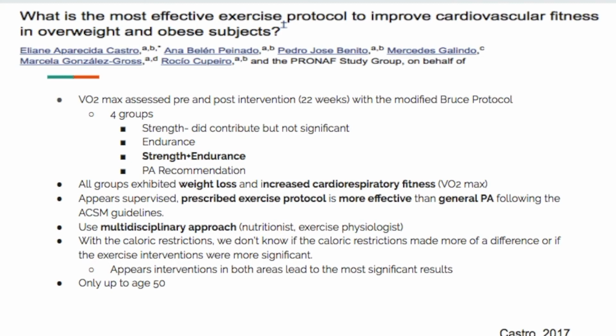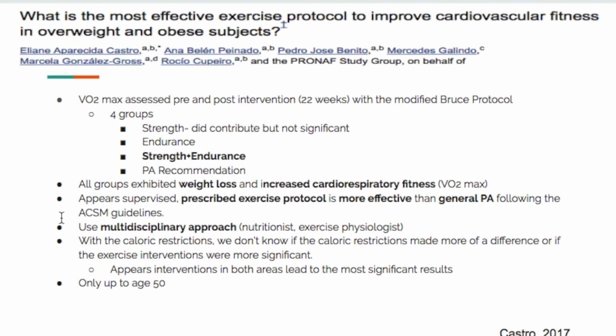And the strength and endurance group, which actually showed the biggest improvement in VO2 max and the most weight loss, was a combination of the previously mentioned, so they could do water, biking, elliptical, walking, and then they also were doing lunges, bench press, squatting, and the rowing machine. And then the final group was just a group that wasn't supervised, but they had to accumulate 150 minutes of aerobic activity a week. All the groups exhibited weight loss and increased cardiorespiratory fitness, but it does appear that a prescribed exercise protocol is more effective than just general physical activity.